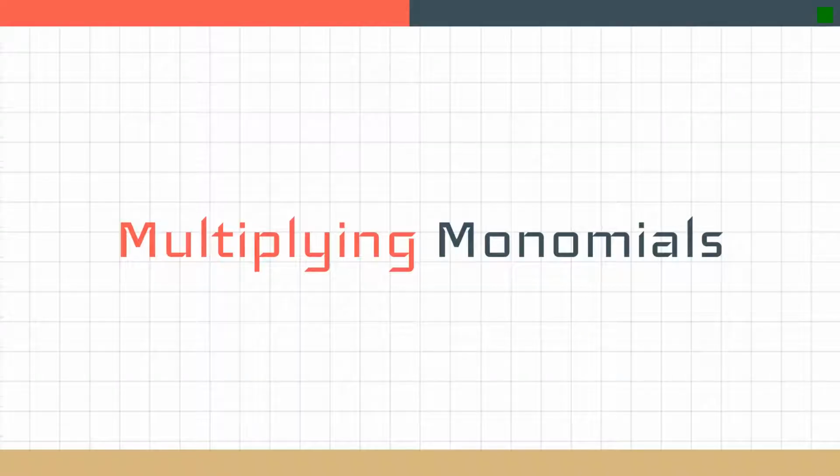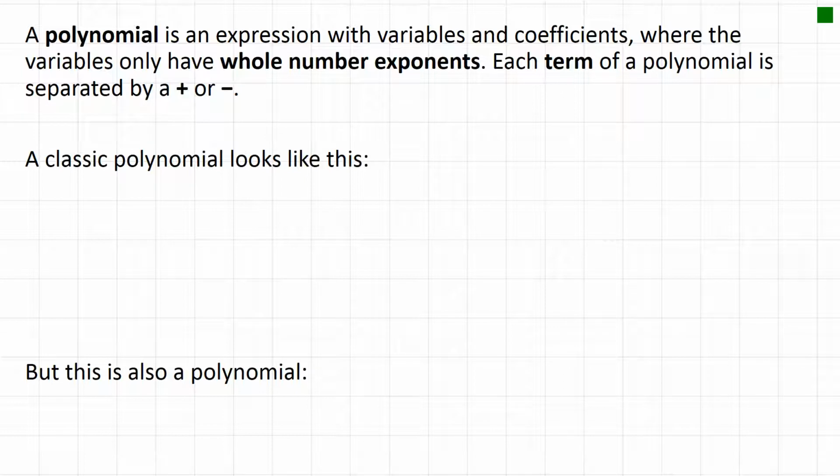Multiplying monomials. We need to do a little vocab review as we get into working with polynomials. A polynomial is an expression with a combination of variables and coefficients. The variables have to have only whole number exponents. Each term of a polynomial is separated by a plus or a negative.